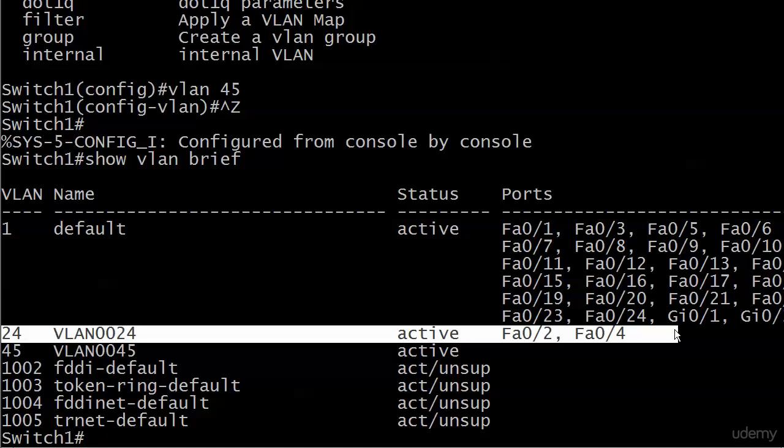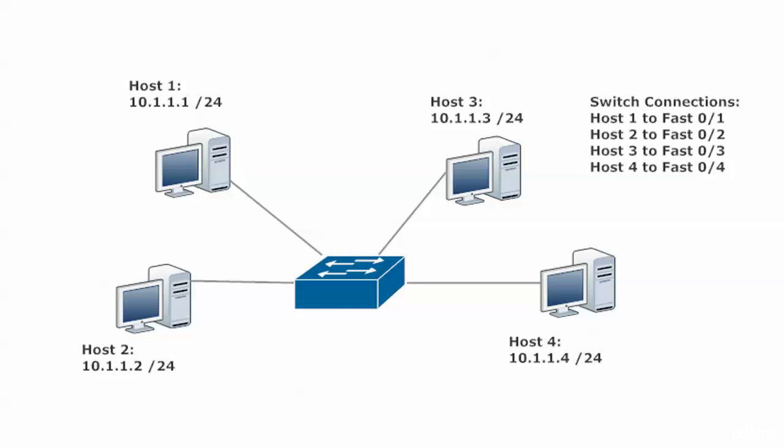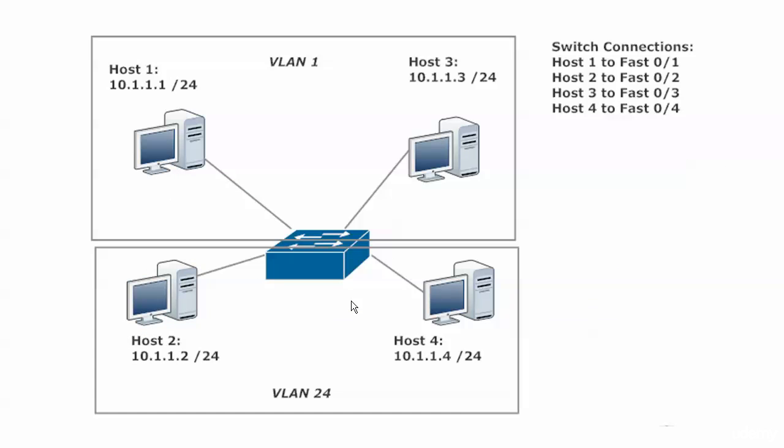So we also have VLAN 45, and VLAN 45 is empty. But we expect that because we just created it. We didn't put any ports into it. So everything we're seeing here is perfectly fine. And what we've done now is this logical segmentation. Hosts 1 and 3 are still in the default VLAN, VLAN 1. Hosts 2 and 4 are both in VLAN 24, the non-default VLAN that we just created.